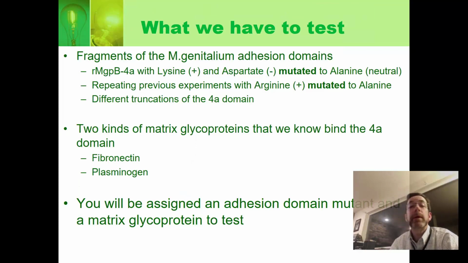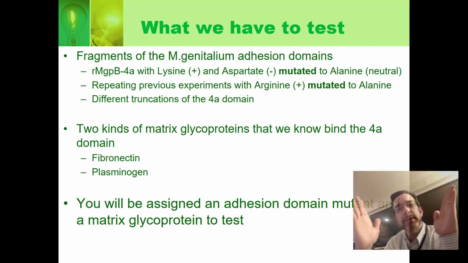So what we have to test is our collaborators have made lots of different fragments of the adhesion domain. And so it's the 4A domain. And what they've done is they've made a lot of different truncations of it. So they will cut off the ends of it and try to see if we cut off this end, does binding go down a lot? And if we cut off this end, it doesn't care.